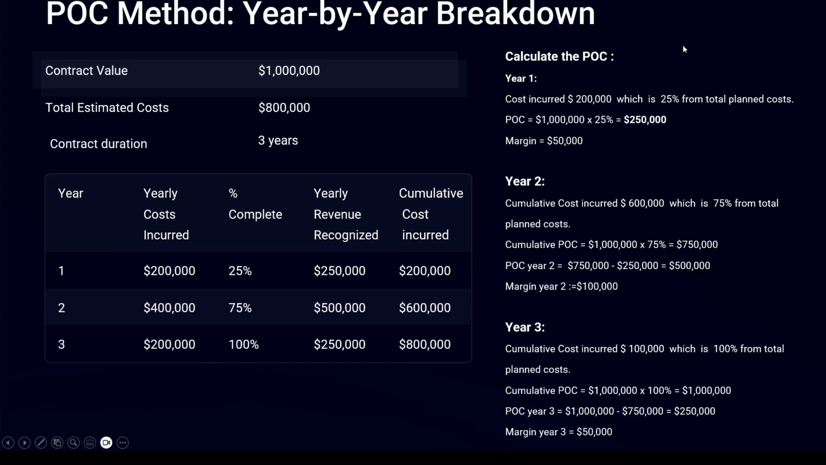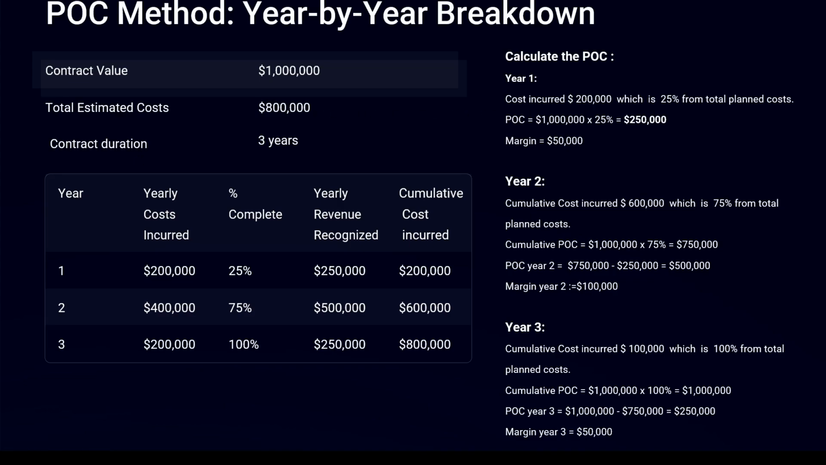Let's start with the first year. The information is that in the first year, the total cost incurred is $200,000. Let's see on the right side where we can see the different calculations. The cost incurred is $200,000 in the first year, which represents 25% of the total planned cost. To get that, we divide 200,000 by 800,000 and we get 25%.